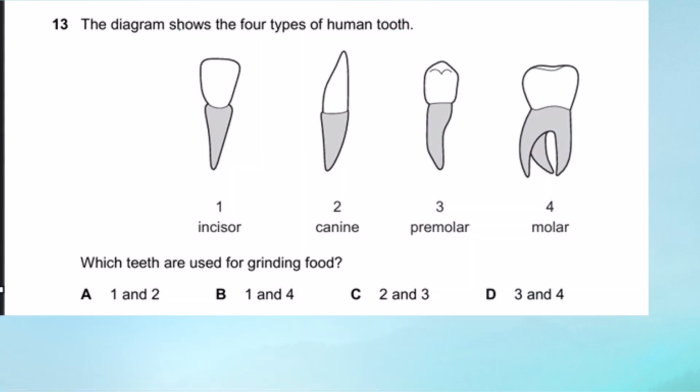Okay, and here we are shown four types of human teeth. The incisor for cutting, the canine also for cutting and ripping apart, and then we have the premolar and the molar for grinding. And they ask which teeth are used for grinding food. Well, that is our premolar and our molar, so our only option here is D.